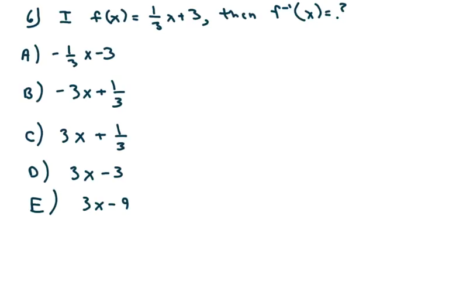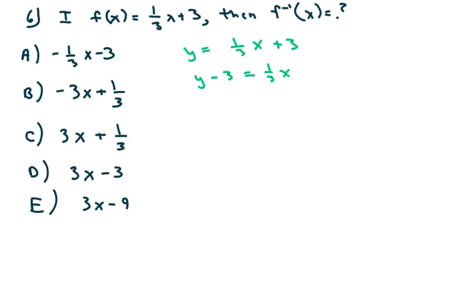And the last one, looking for the inverse. So here are your answers, and all you have to do is we're going to switch the x and the y. Let this be y. So we're going to get y equals 1/3 x plus 3. If you want to go ahead and solve for y first, we're going to get y minus 3 equals 1/3 x.